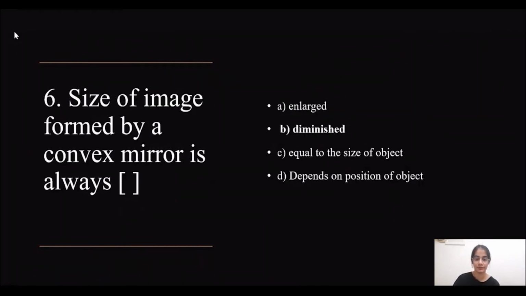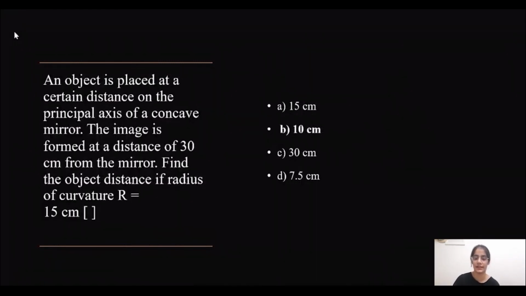Next question. An object is placed at a certain distance on the principal axis of a concave mirror. The image is formed at a distance of 30 cm from the mirror. Find the object distance if the radius of curvature is 15 cm. If radius of curvature is 15, then focus is 15 by 2. And if image distance is 30, for a concave mirror, image distance is minus 30. So what you take is 1 by u equal to minus 2 by 15 plus 1 by 30.